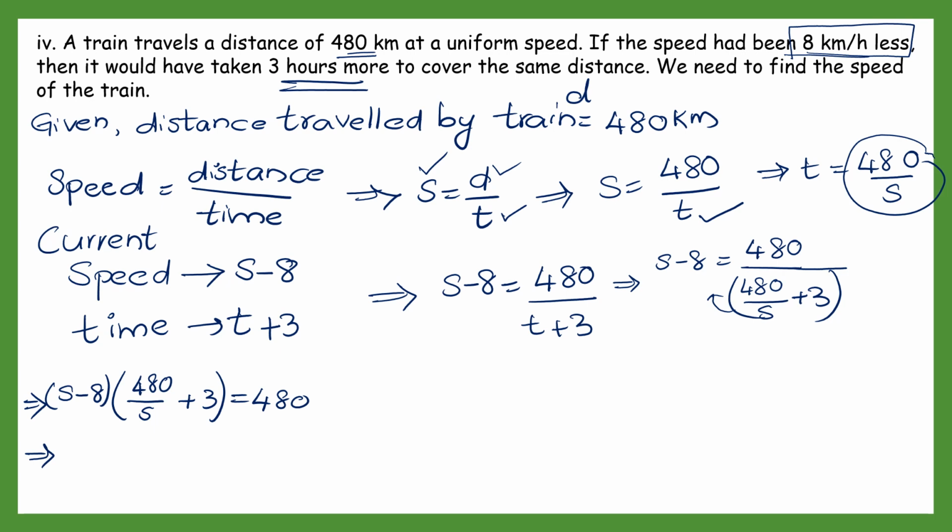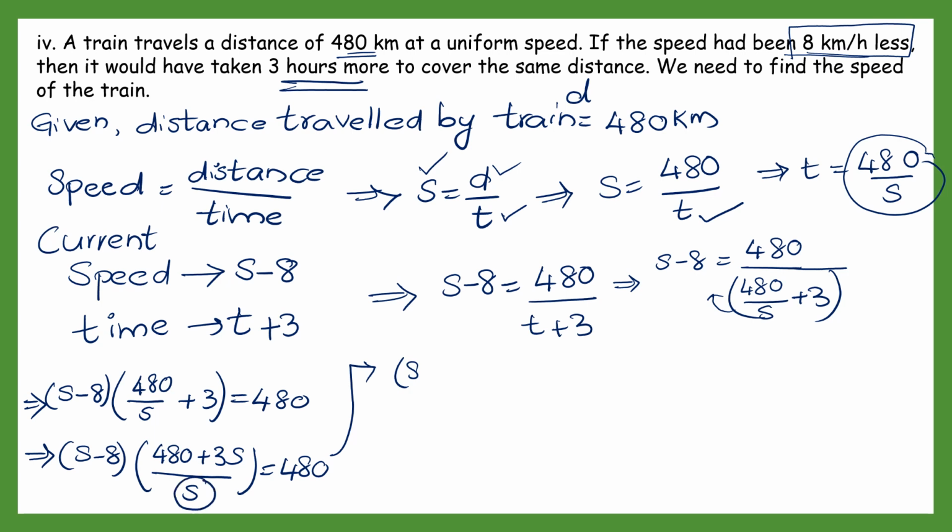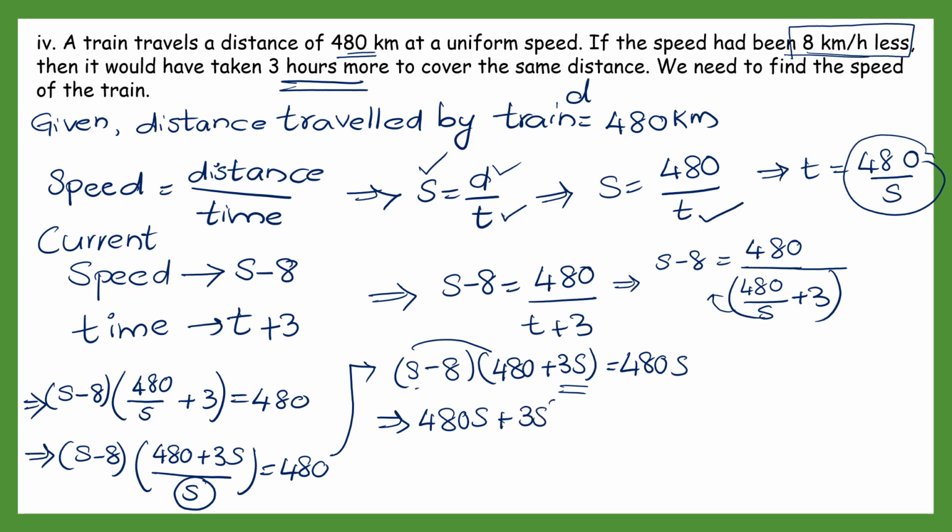So if you take LCM, what do you get? 480 plus 3s by s is equal to 480. Next step. S is in denominator here. If it goes to right side, it will go to numerator. S minus 8 into 480 plus 3s is equal to 480s. So multiply s into 480 is 480s. Next s into 3s. You will get 3s square.